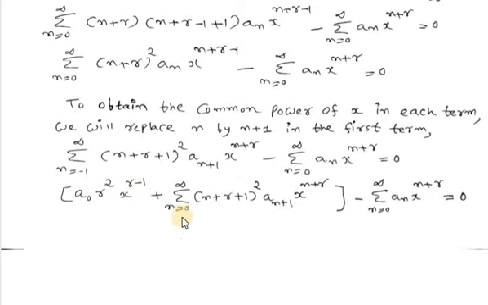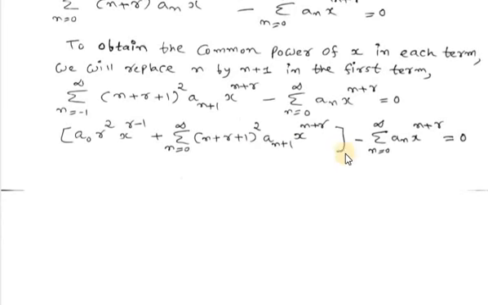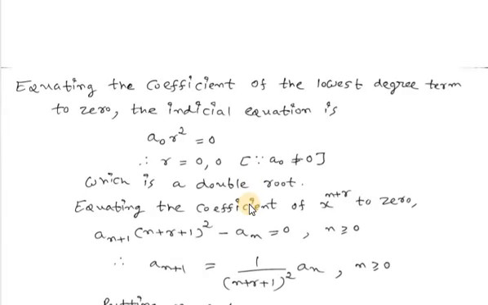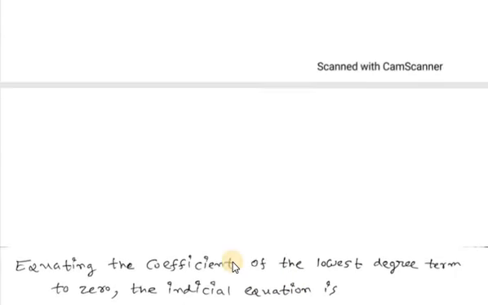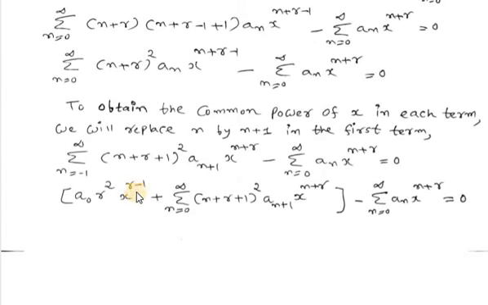But for that purpose, n will be from 0 to infinity. So plus sigma n equals 0 to infinity (n + r + 1) whole squared into a_(n+1) into x raised to n + r, then after the minus sign, and this whole term will be as it is, that is equal to 0. Okay, now we will combine these two terms by taking x raised to n + r common. Right, and we will equate the coefficient of x raised to r − 1 to 0, and then after, the coefficient of x raised to n + r to 0.